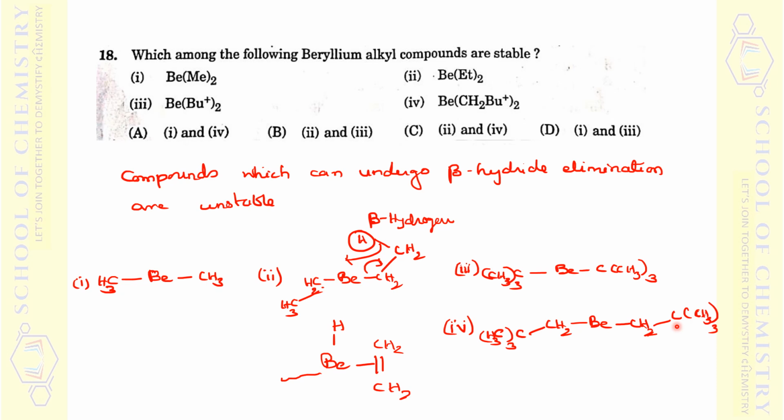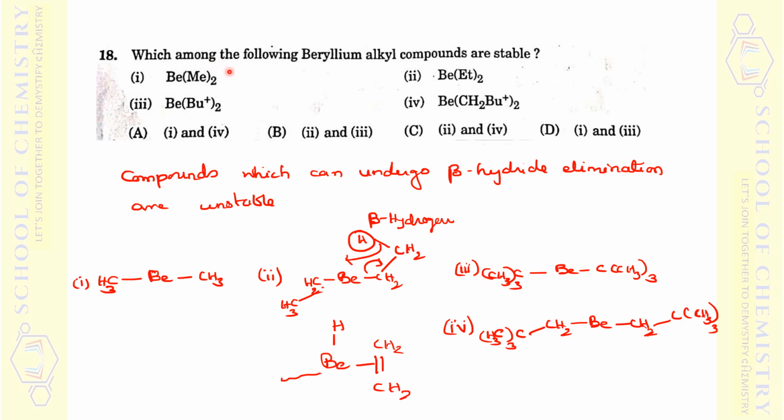This carbon does not directly attach itself to any of the hydrogen. It is attached to 3 methyl groups. So that's how beta hydrogens are absent in this case. Therefore this one as well as this one, that's 1 and 4, which are devoid of beta hydrogens, should be stable. 2 and 3, as I said, can easily undergo beta hydride elimination, they'll be unstable.